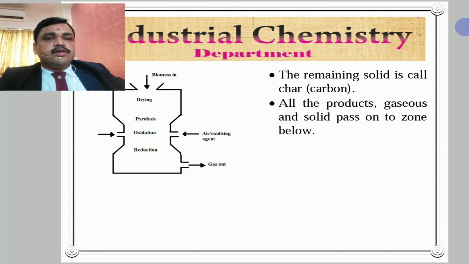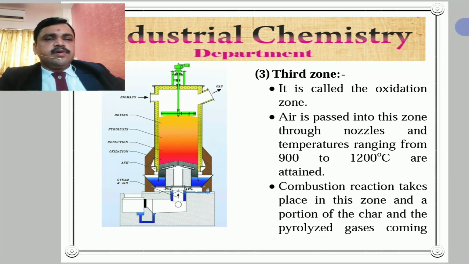Now our third zone is the oxidation zone. Air is passed into this zone through nozzles, for the oxidation process, and the temperature ranges from 900 to 1200 degrees Celsius.